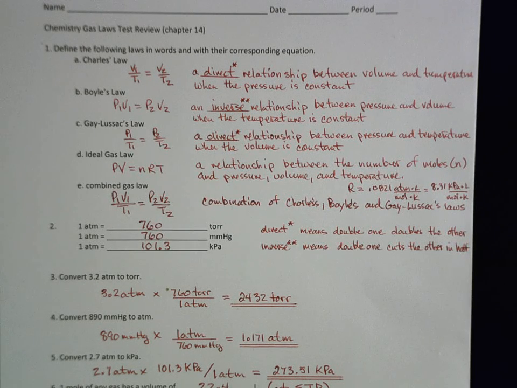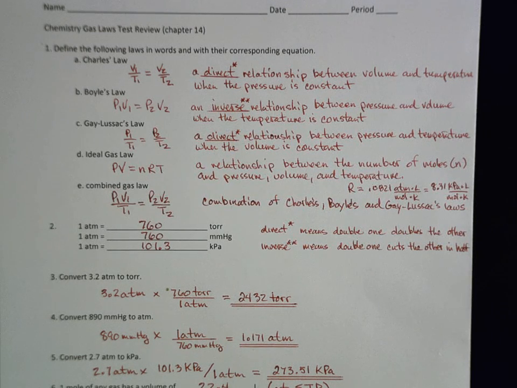Then we have the ideal gas law, PV equals nRT, a relationship between the number of moles and pressure, volume, and temperature. And then we also have R, which is a constant, 0.0821 atmosphere liters per mole K if our pressure units are in atmospheres, 8.31 kPa liters per mole K if our pressure units are in kPa.